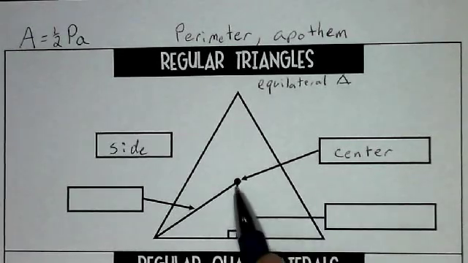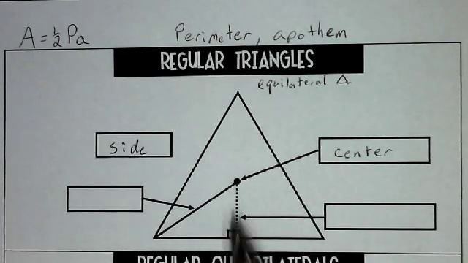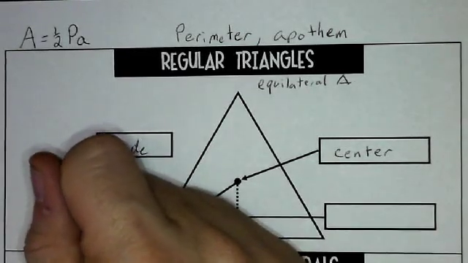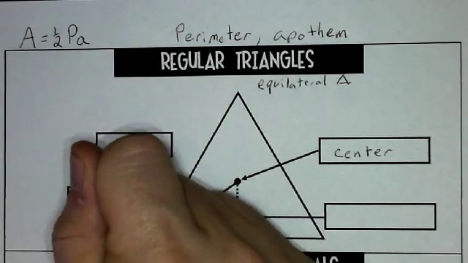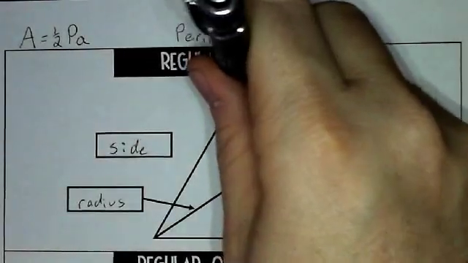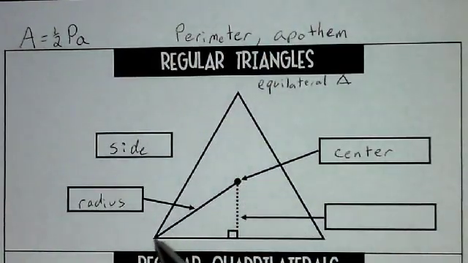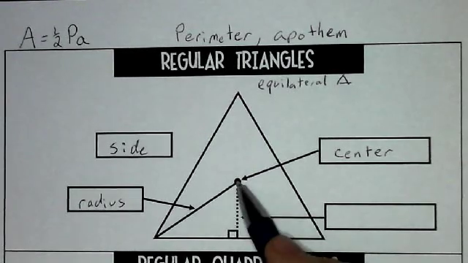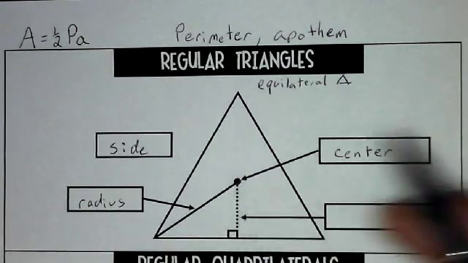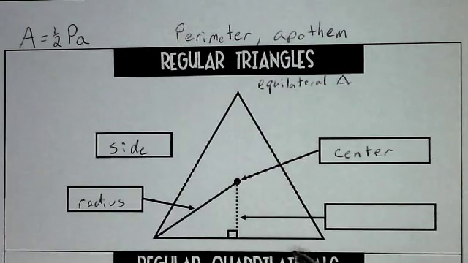Now, from the center, we have a couple of lines going from it. This bold line, we call that the radius, because if we drew a circle around our triangle, the edge of the circle would meet at this corner, and this would be the radius of that circle. So we just call that a radius. It's the same thing, except it happens to be the radius of the triangle.